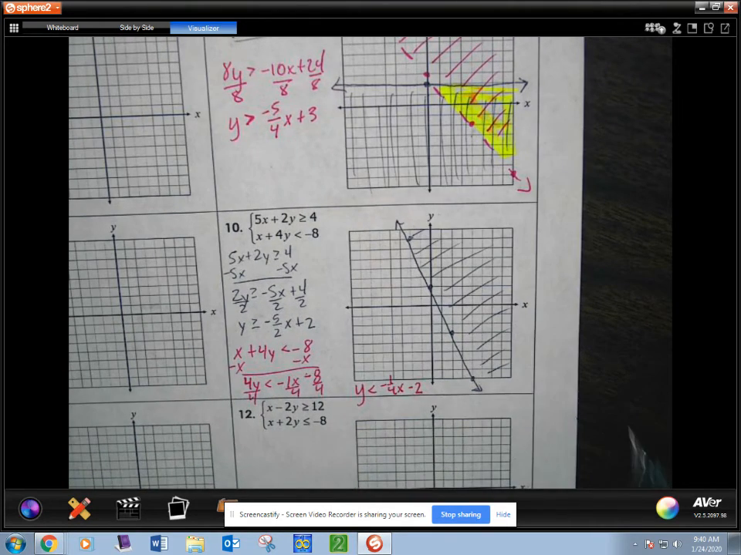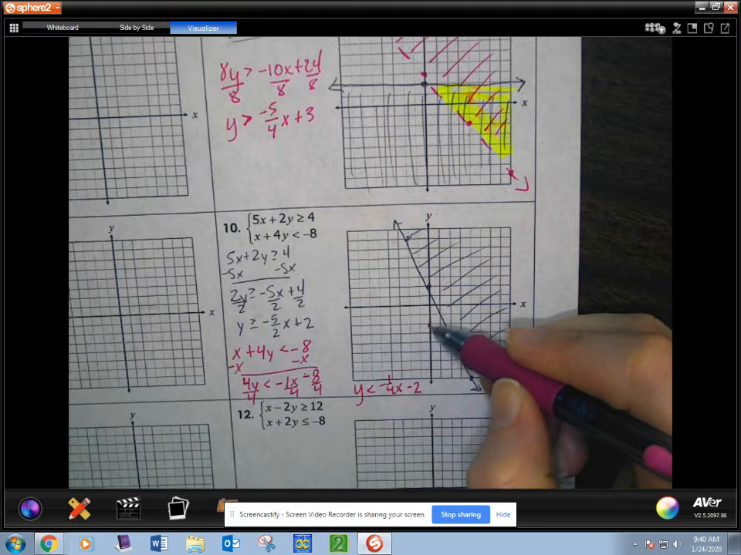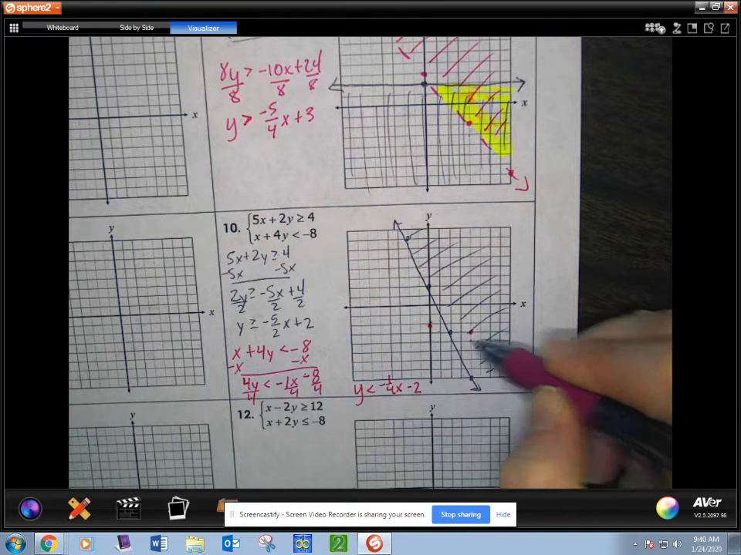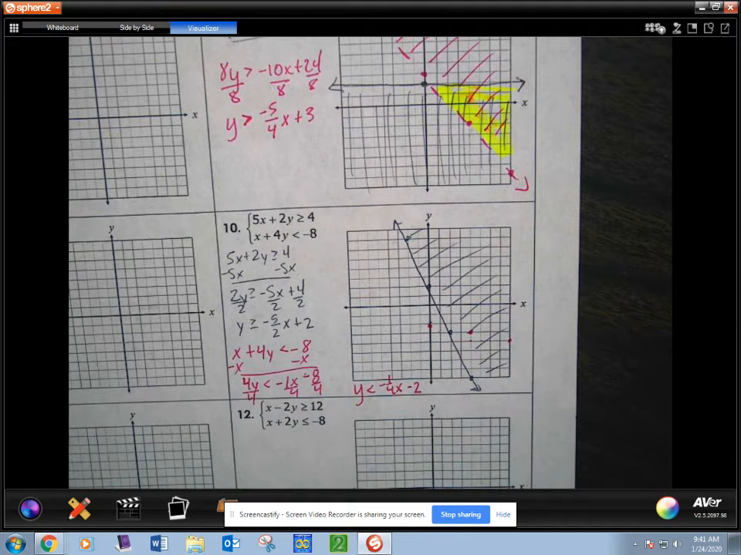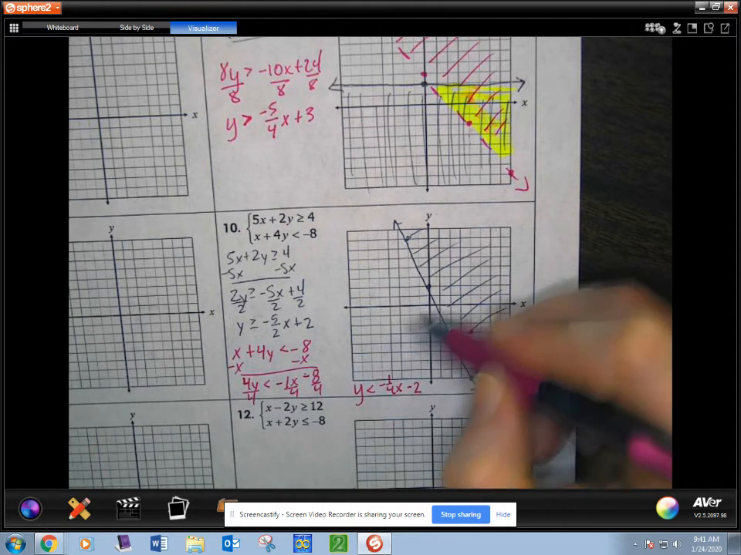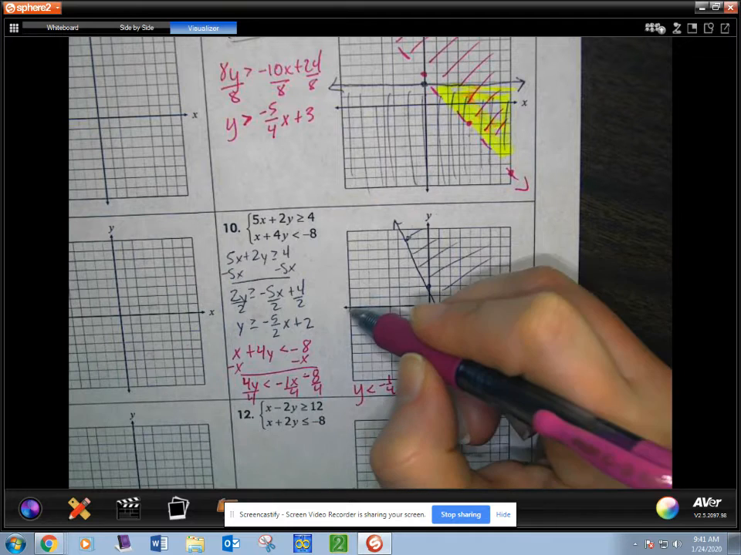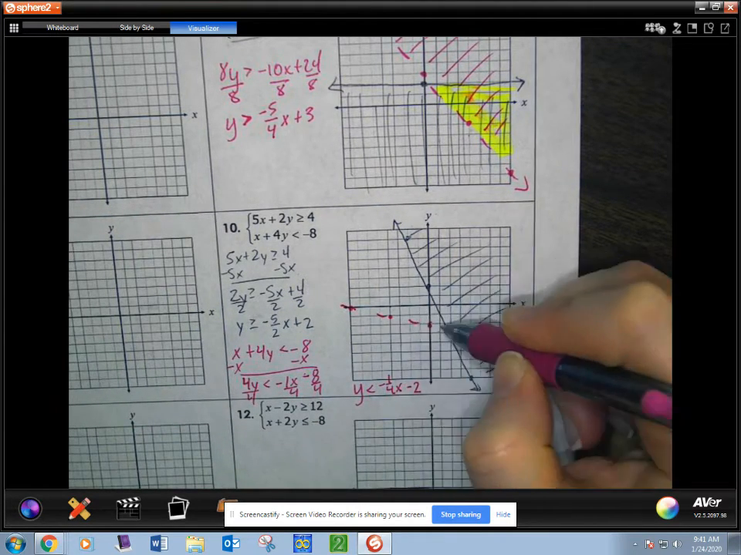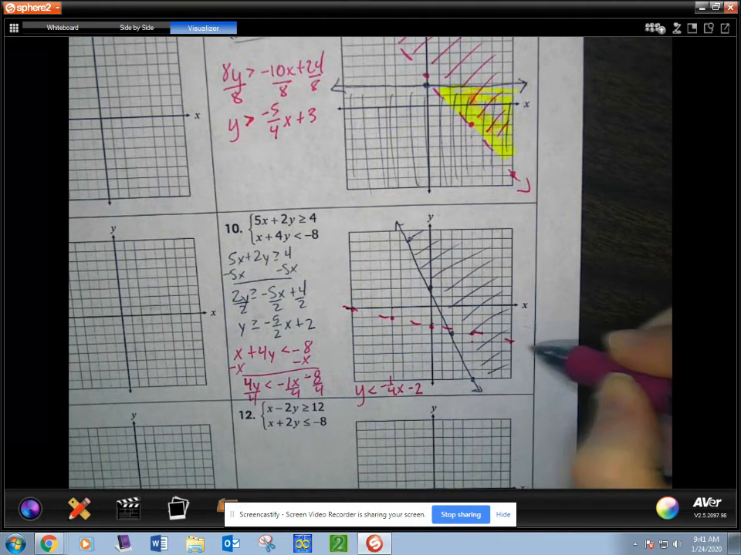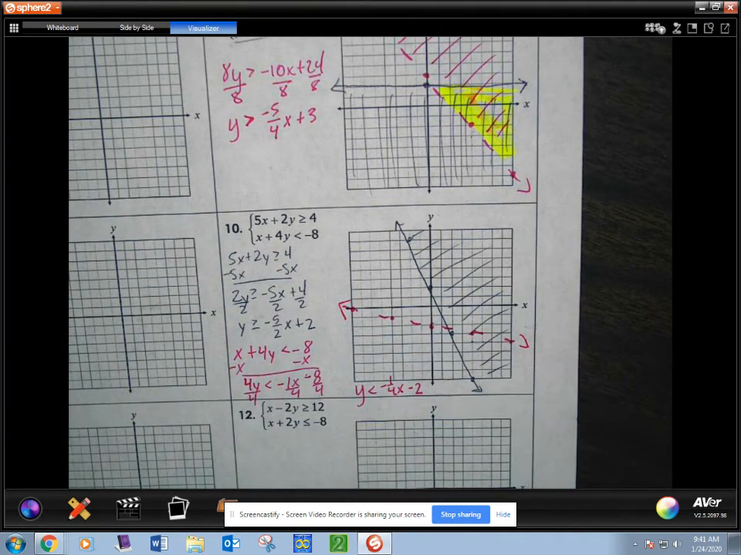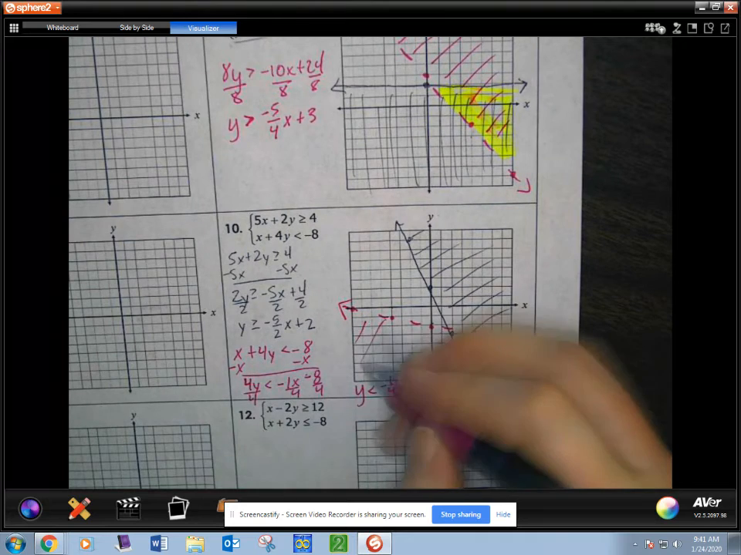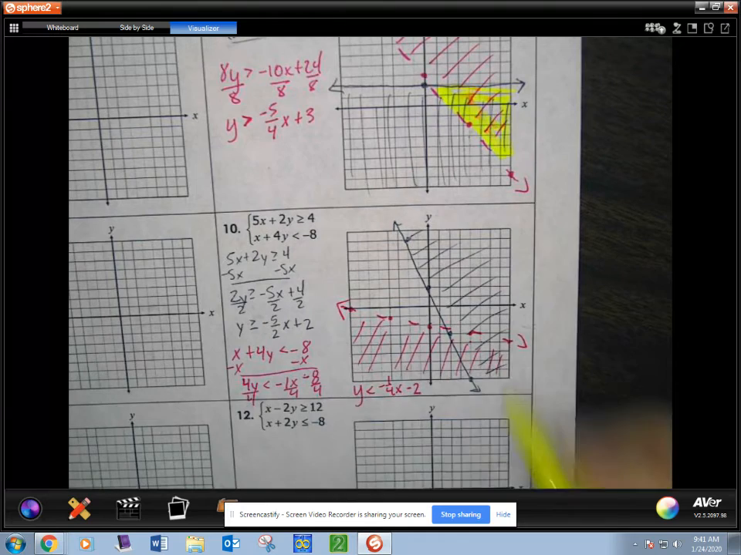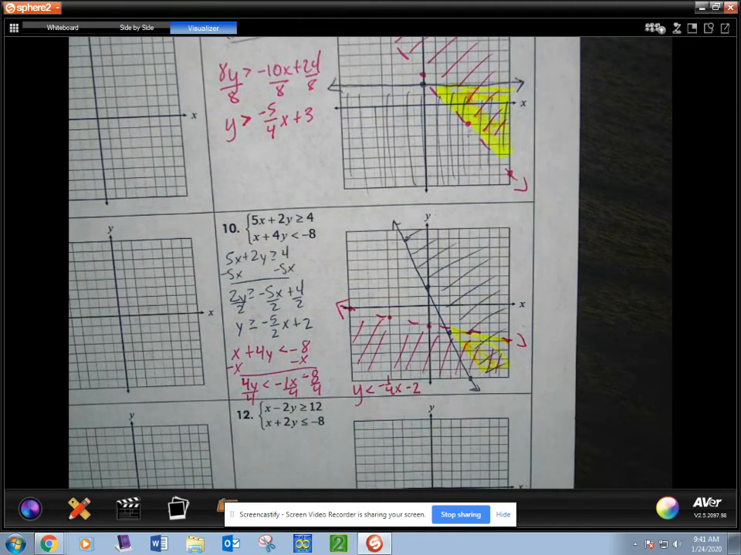This graph would start at negative 2, and I would be going down 1 and right 4, down 1 and right 4. Then I reverse, so up 1 and left 4, up 1 and left 4. This is a dashed line. Since it's a less than, I want to shade below, so this would be the below portion. So my overlap falls right here.